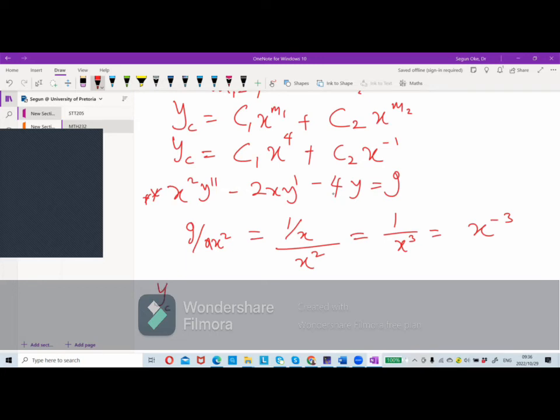We need to differentiate yc too. What is yc? Can we differentiate it? Anybody? Differentiate your yc. What do you have? That would be 4C1 x raised to the power 3. Just do it inside your notes, and then we will look at it together.